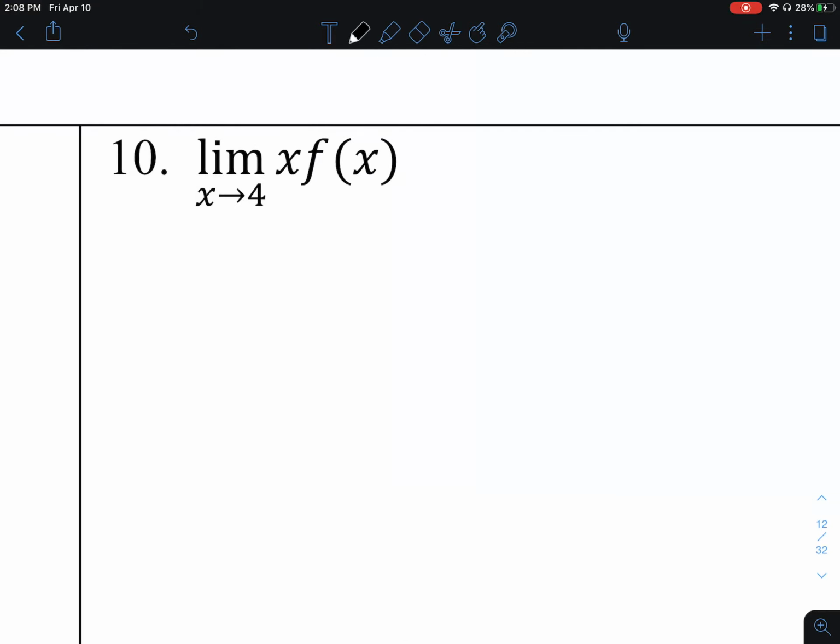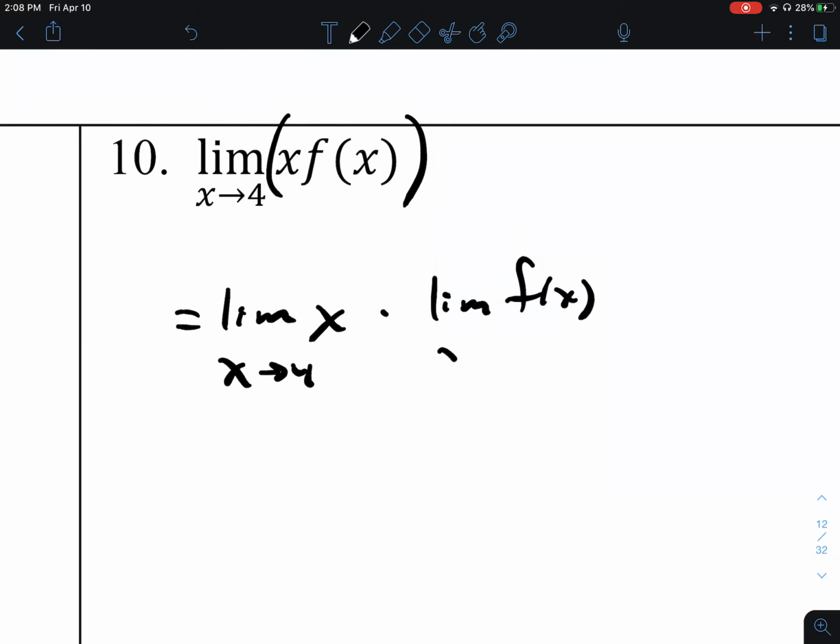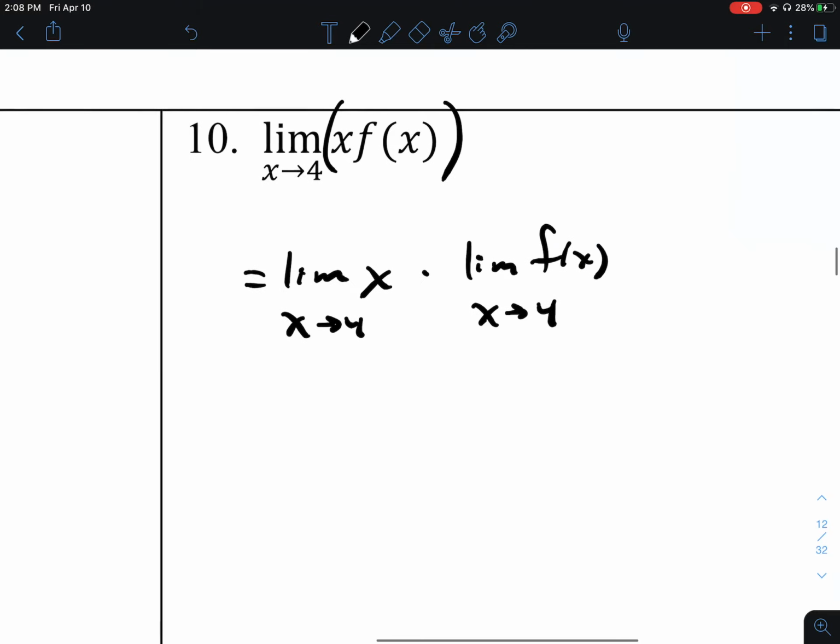Number 10, this would be the limit of x as x approaches 4 times the limit of f of x as x approaches 4. What does x approach as x approaches 4? It approaches 4. What does f of x approach? According to the instructions, it approaches 0. 0 times 4 is 0.